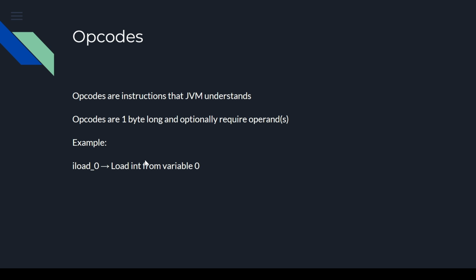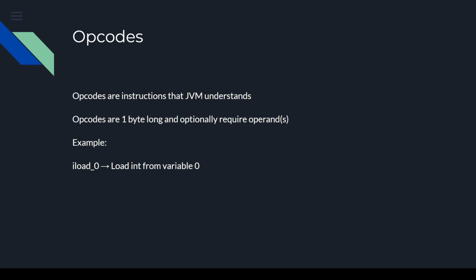So let's start with the opcodes. What are opcodes? In JVM bytecode, an opcode is an instruction that tells the JVM what action to perform. So an opcode represents a specific operation, a specific task. It could be like loading a value to the operand stack, or adding two numbers, or creating a new object, or invoking a method. So an opcode is like a command that the JVM understands.